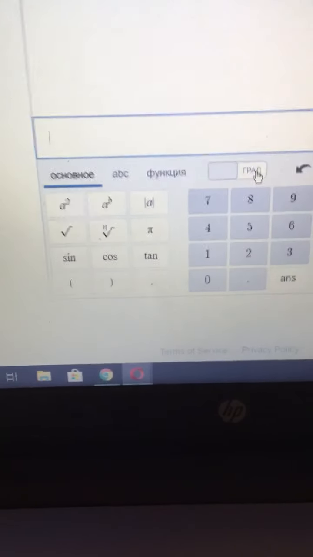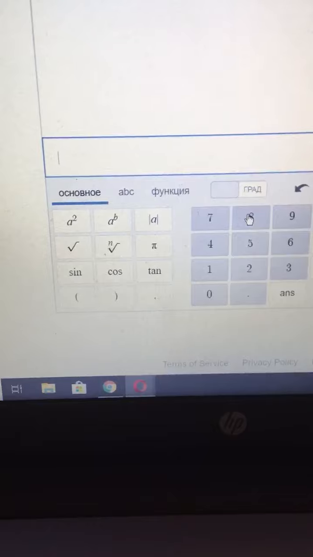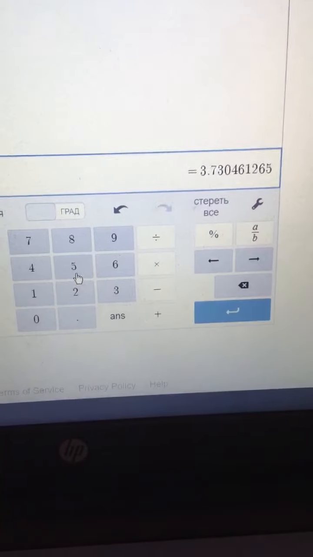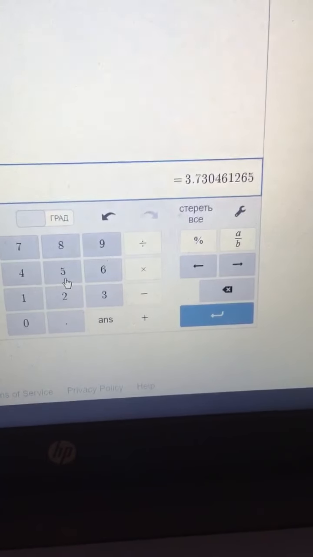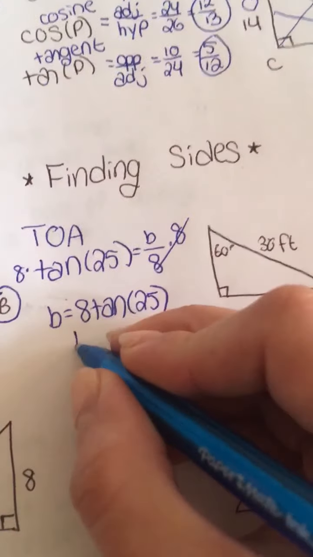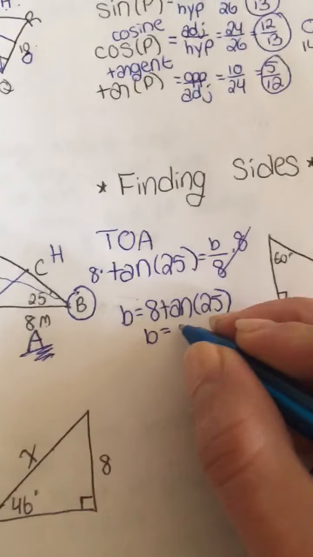Okay. So we need 8 tangent 25, and that should give you your answer. So the final answer would be, you can go 2 decimal places for me, that's fine, 3.73. So B is 3.73, and our unit is meters.